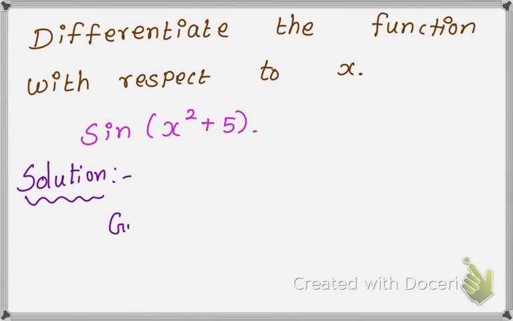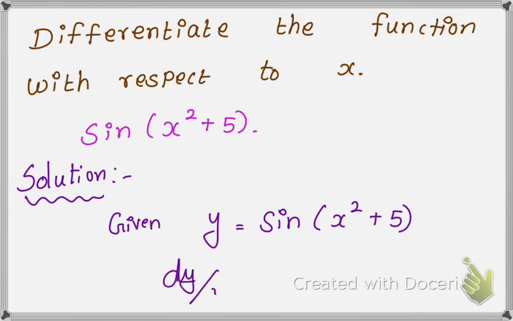Given, let us take y equal to the given problem, sine of x square plus 5. We can take any letter. Here I take the term y. Usually we take y. Then you have to differentiate with respect to x, and you get dy by dx. If you want, you can take a or s or anything also. So here I take y equal to sine of x square plus 5.